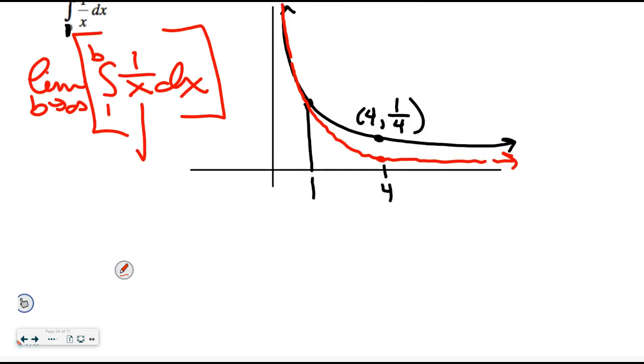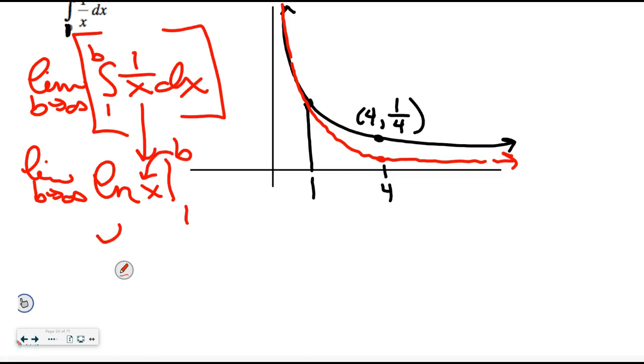Go ahead. Natural log. So he's still going to go the natural log of x, right? He's still going to go from lower bound to upper bound. The only difference is we have to treat this as a limit. We've always plugged the top in. So we will. It's a b. It's ln b minus ln 1.